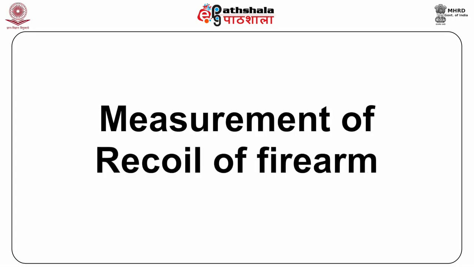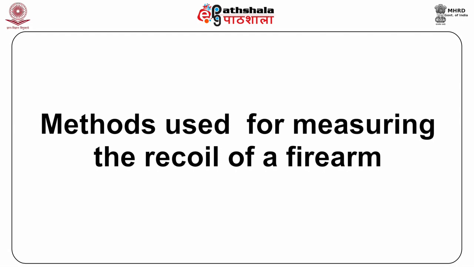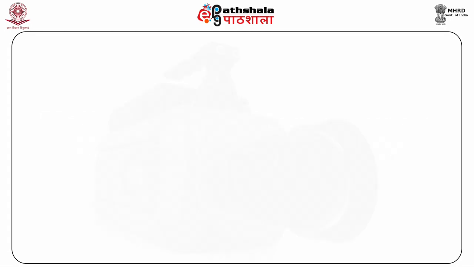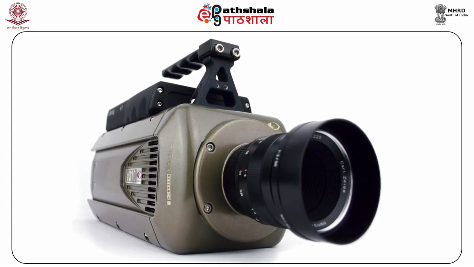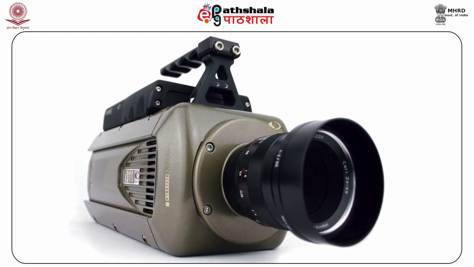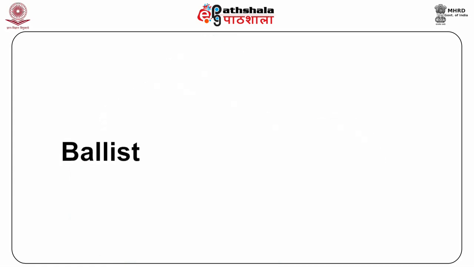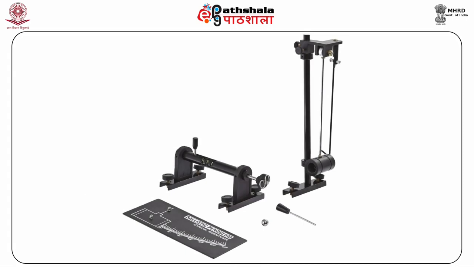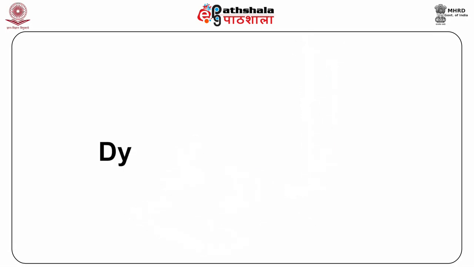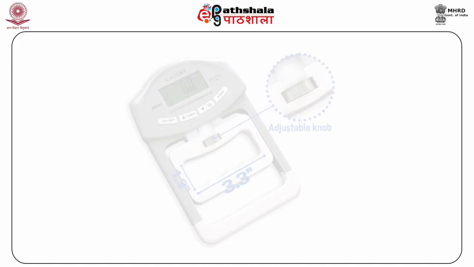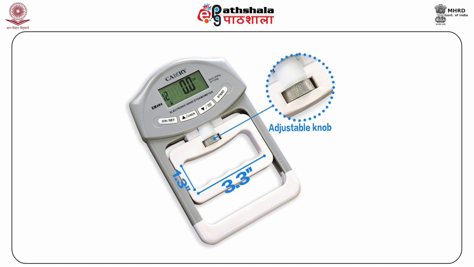Measurement of recoil of a firearm. There are several methods used by manufacturers of firearms for measuring the recoil of a firearm. A. Use of a high-speed camera. A high-speed camera is used to note the recoil velocity, or backward movement velocity, of the firearm suspended from fine wires when fired. B. Ballistic pendulum method. The firearm is fixed to a ballistic pendulum and fired. The momentum of the pendulum is measured and recoil velocity ascertained from the momentum. C. Dynamometer method. Compression of a spring or depth of indentation in lead is measured by a dynamometer and compared with the standard or known compressions or indentations.